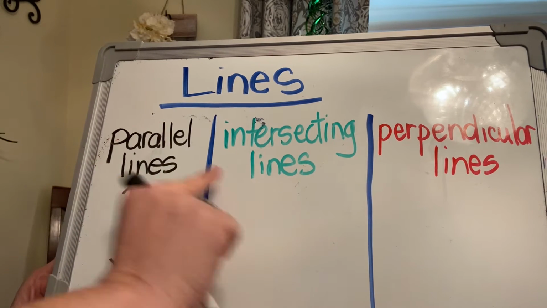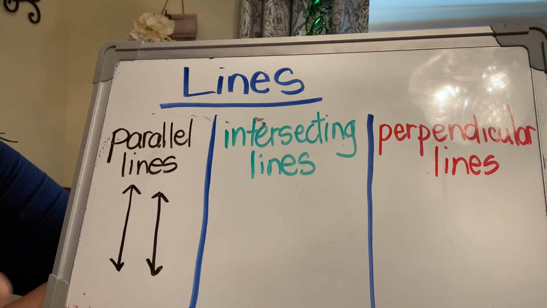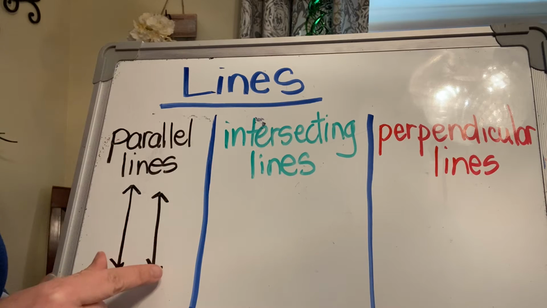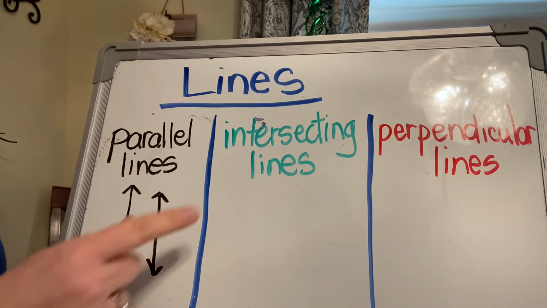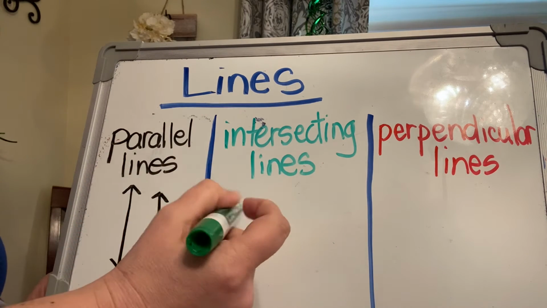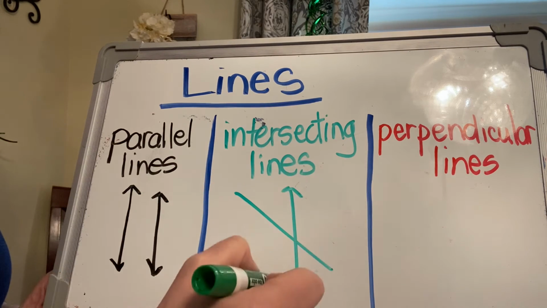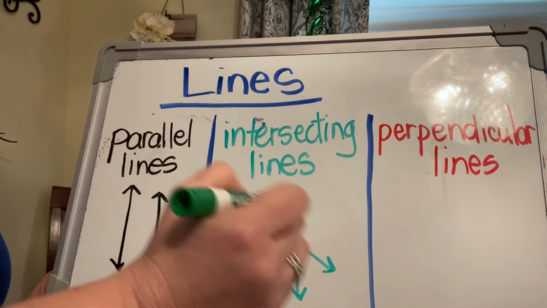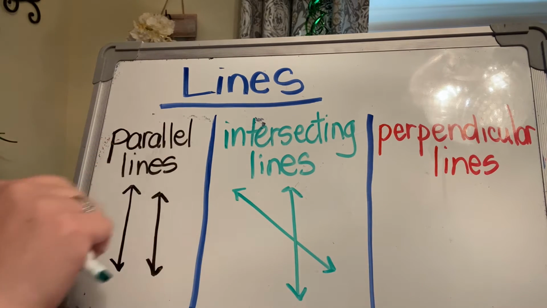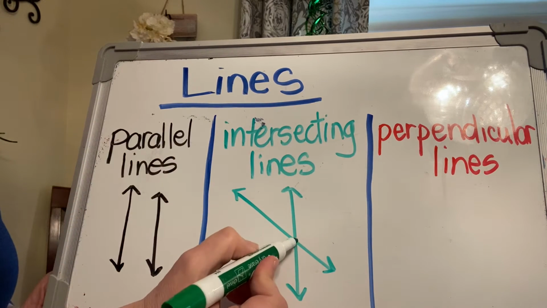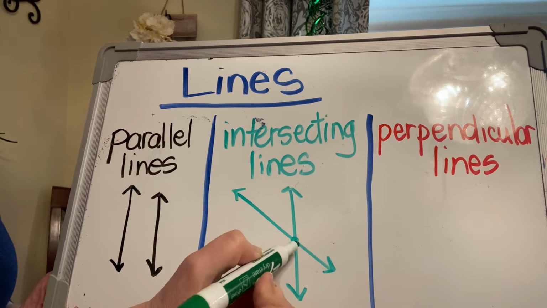The next set of lines that I want to talk to you about are intersecting lines. Intersecting lines are the opposite of parallel lines. Where I said parallel lines never touch and they're always the same distance apart, intersecting lines are lines that are going to cross at a point. So I have 2 lines. I have the 2 arrows at the end showing that these lines go on and on in both directions. There is no end. But you'll notice right here is where they meet. They intersect.